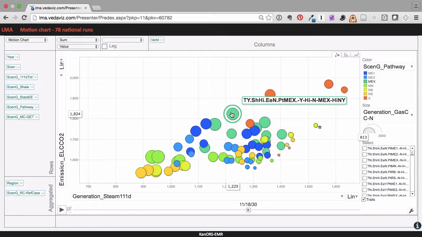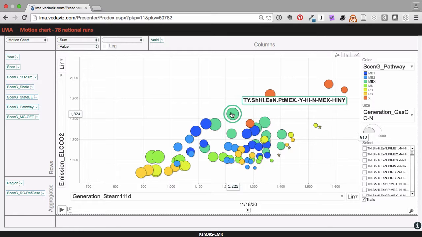The other thing you can see when you hover over a scenario is the data values for each of the selected variables. So we have 1,225 terawatt hours of covered steam generation in this scenario, 1,824 million metric tons of total CO2 emissions from the power sector, and 813 terawatt hours of generation from new gas combined cycle.